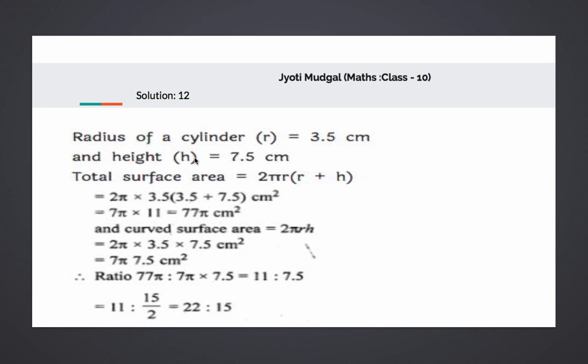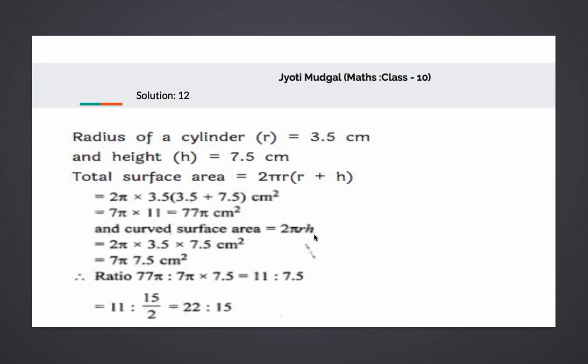Find the ratio between total surface area. What's the formula for total surface area? 2 pi r bracket r plus h. Find the ratio between total surface area and curved surface area, students. Curved surface area, what's the formula? 2 pi r h. So the two formulas are clear. Total surface area 2 pi r bracket r plus h. Okay. And curved surface area 2 pi r h.